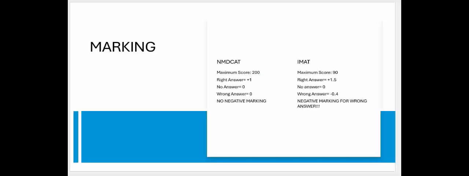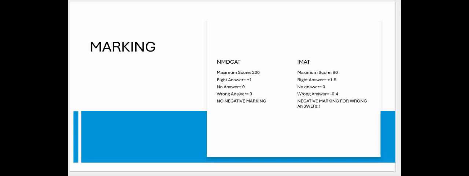Next is the marking criteria. That's different as well. The main difference is the negative marking, because MDCAT doesn't have negative marking. It used to have it, like it used to be -1 for a wrong answer, but now they don't have negative marking anymore.